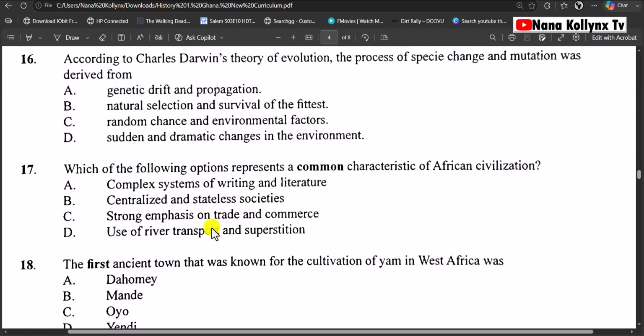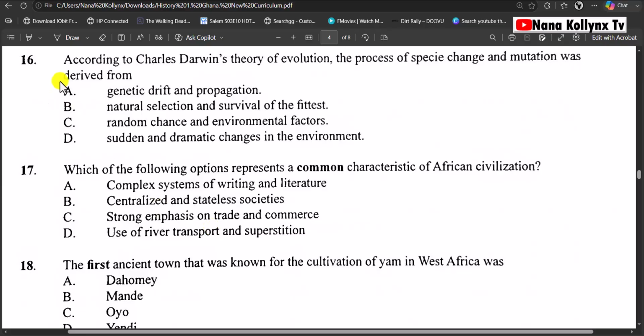16. According to Charles Darwin's theory of evolution, the process of species change and mutation was derived from. Number 17. Which of the following options represents a common characteristic of African civilization?